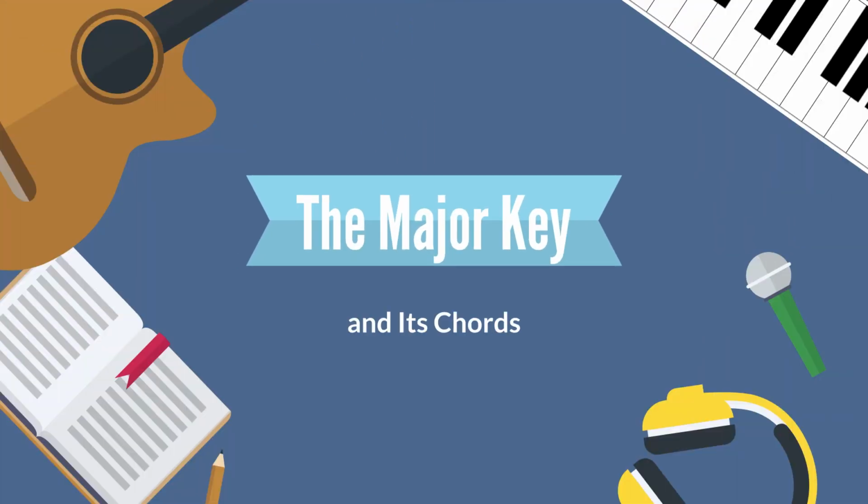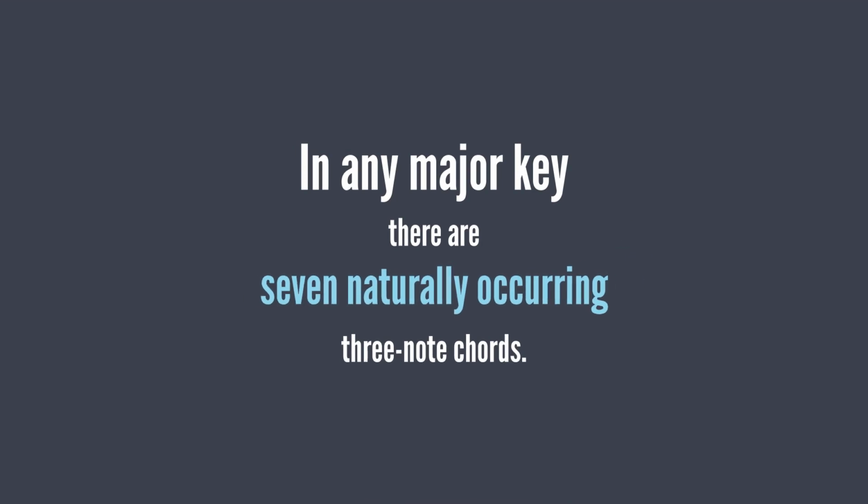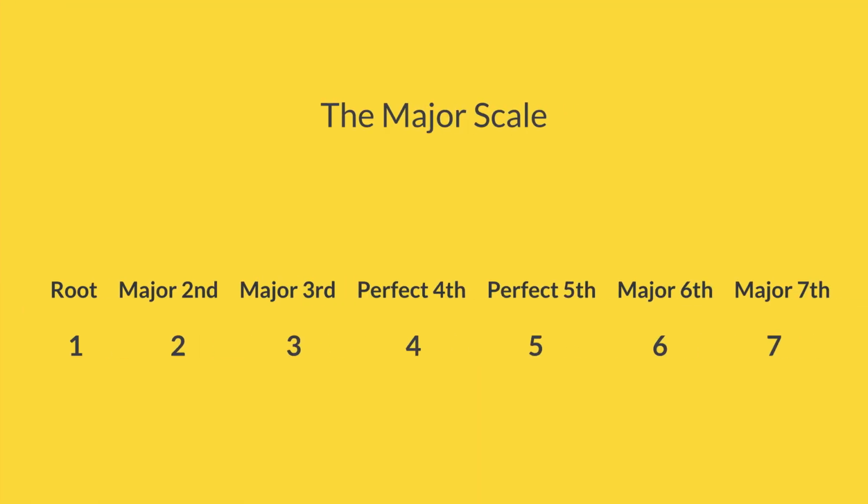The major key and its chords. In any major key, there are 7 naturally occurring 3-note chords, each with a unique sound and function, one built on each note of the major scale. These chords can be used to build chord progressions that support the melodies in a major key.